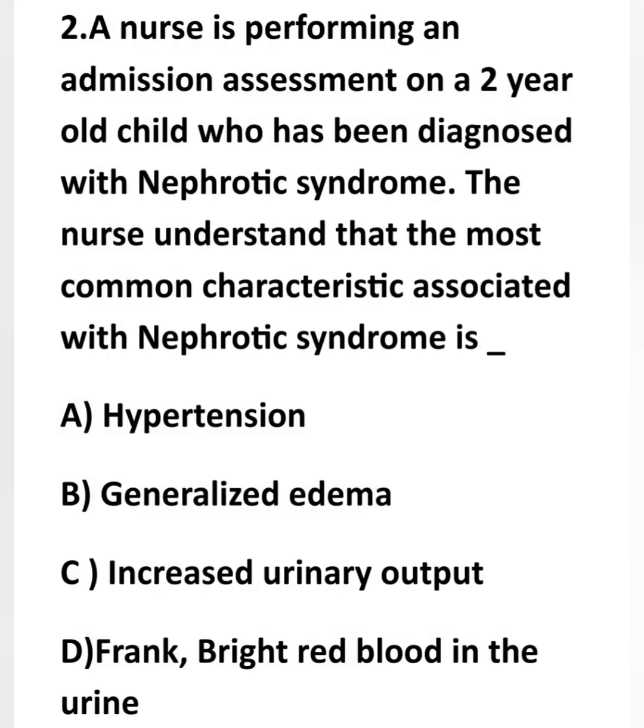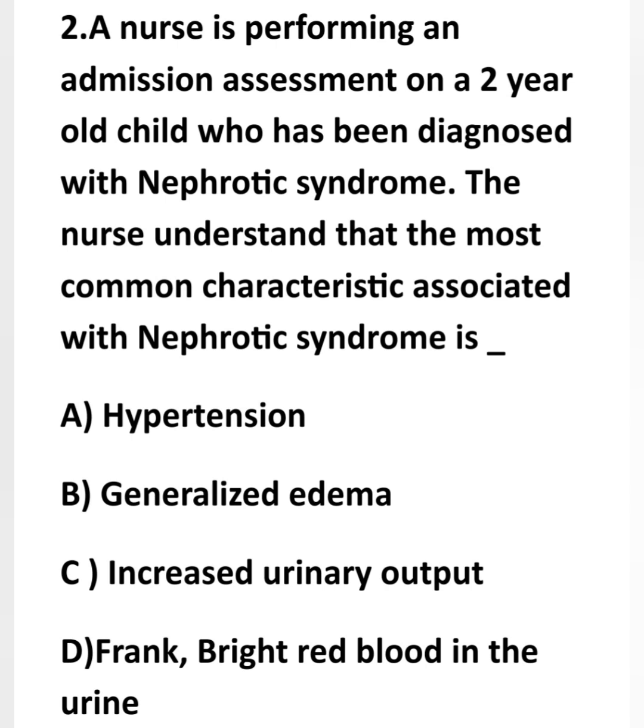Next question, the second question. A nurse is performing an admission assessment on a 2-year-old child who has been diagnosed with nephrotic syndrome. The nurse understands that the most common characteristic associated with nephrotic syndrome is: option A, hypertension; option B, generalized edema; option C, increased urinary output; and option D, frank bright red blood in the urine. This is the question and options.